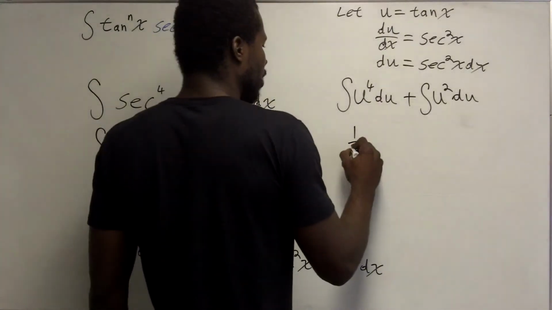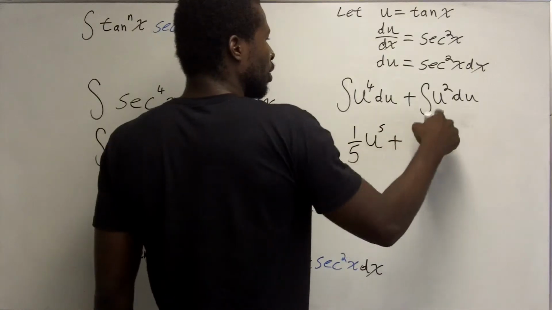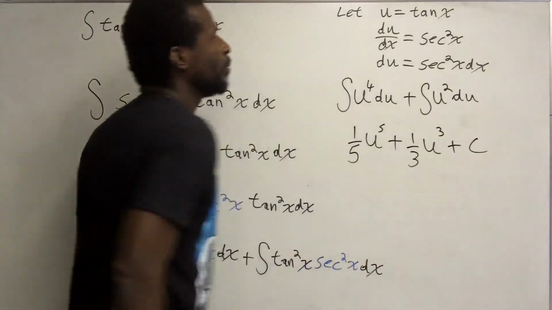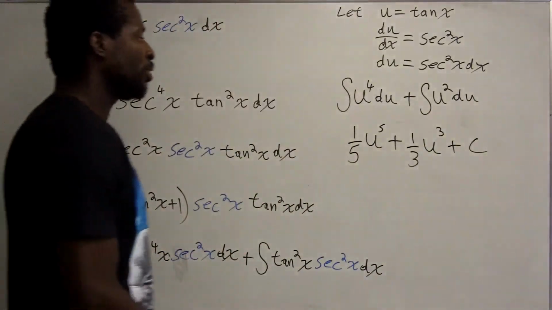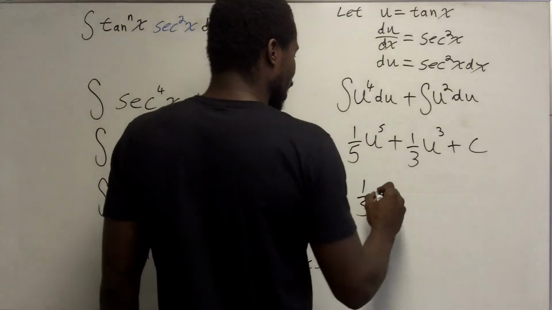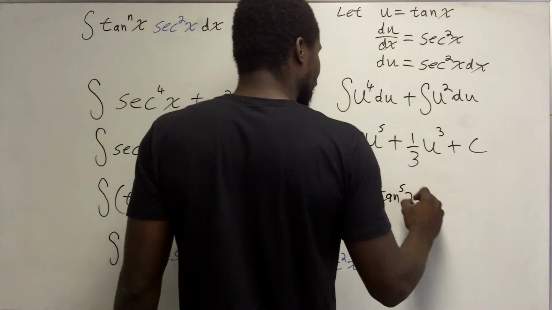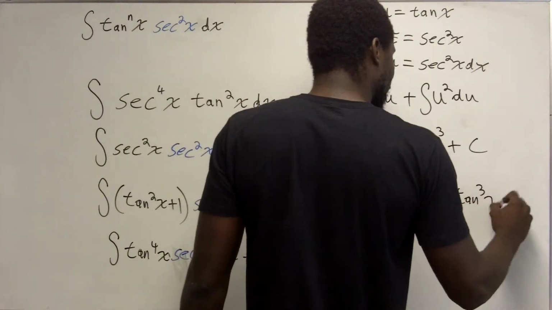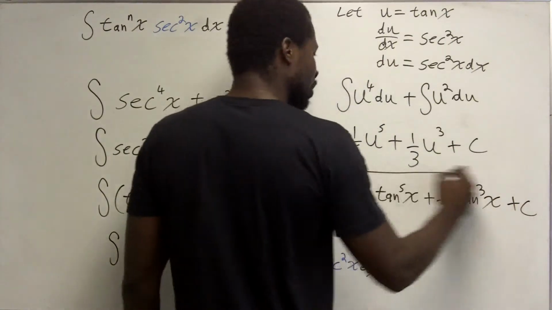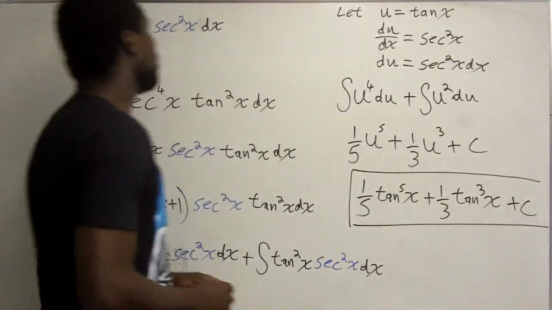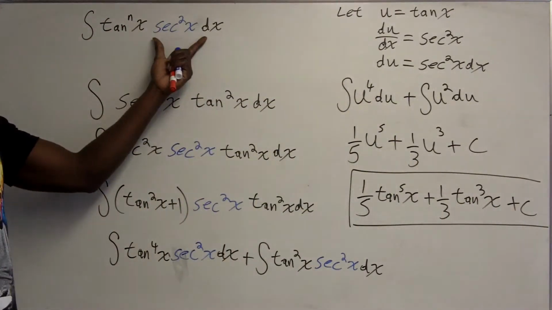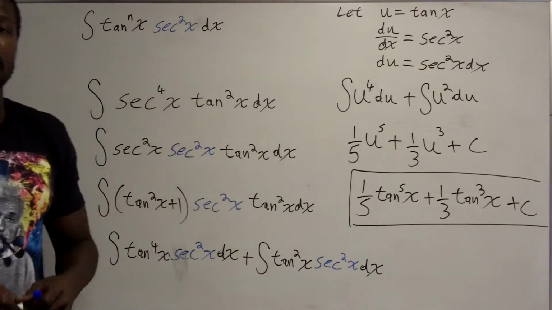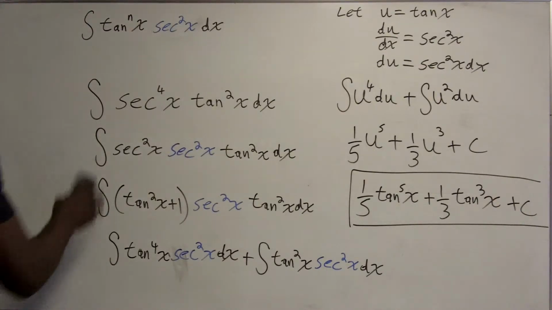This one is 1/5 u to the 5th. This one is 1/3 u to the 3rd. And then plus c. And then we just have to back substitute because u is the tangent. So this is 1/5 times the tangent to the 5th of x plus 1/3 times the tangent to the 3rd of x plus c. So this is that integral. And all I had to do was isolate the du, isolate the thing that eventually became du. So if you know what the derivatives look like, this is relatively easy. So let's try another one.